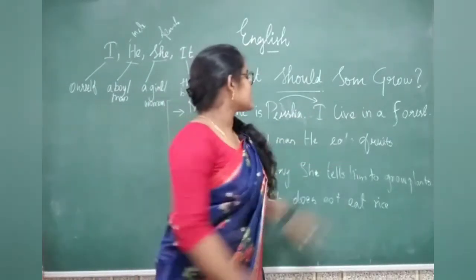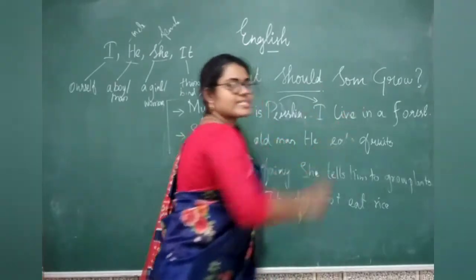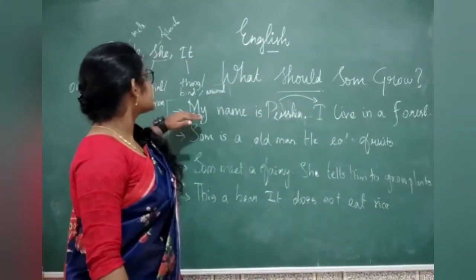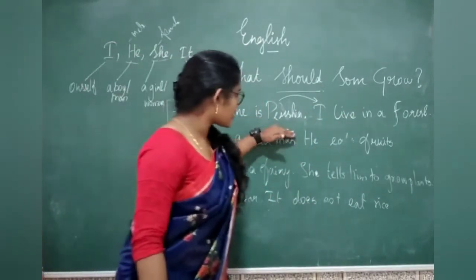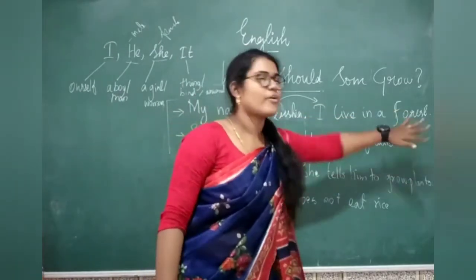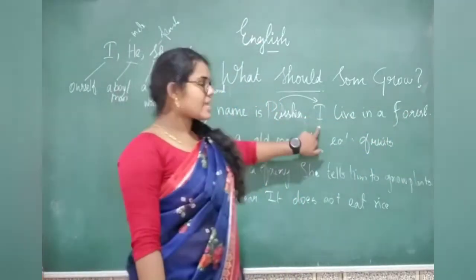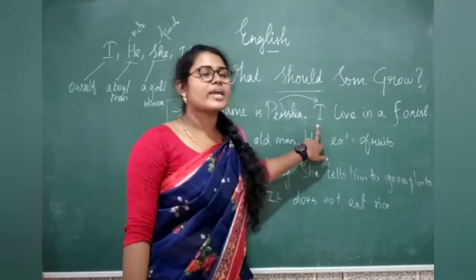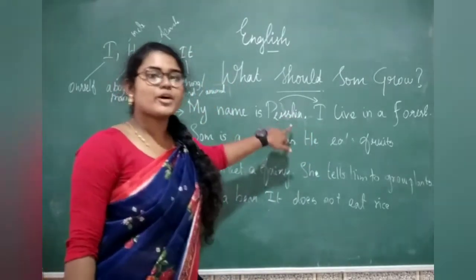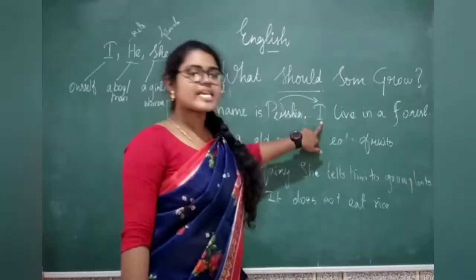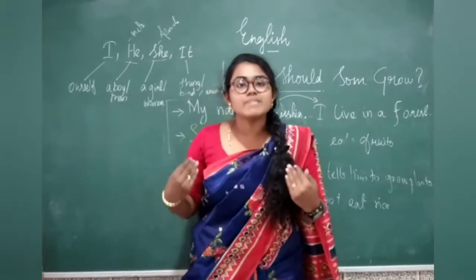For the second sentence, see, it's coming under the next sentence. Completing the sentence, see, my name is Persia. Persia lives in a forest. So, I in the sense, I is talking about Persia. Persia in the sense, here it is I. That means me.